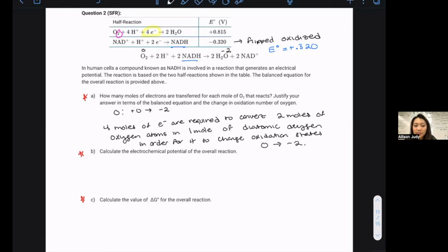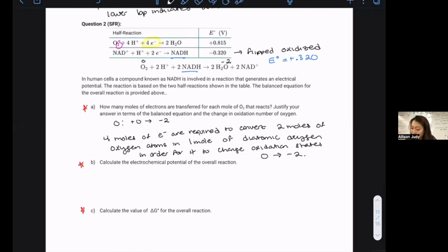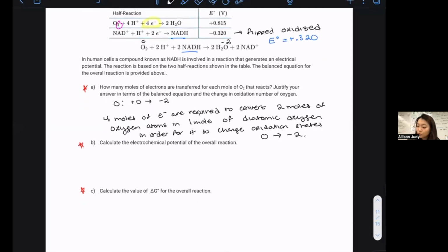And what we see is that for the electron potential of the cell, we would actually flip the NADH, and remember, for electrochemical values, standard reduction potential is an intrinsic value, so we do not multiply in order to account for the stoichiometric ratios. We do not multiply because it is an intrinsic property. The only thing we do is flip to acknowledge the reduction versus the oxidation behavior.